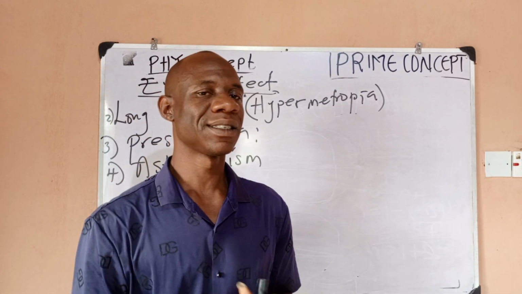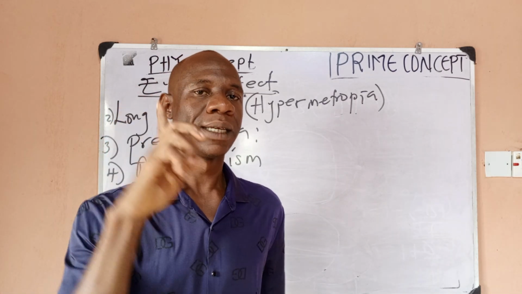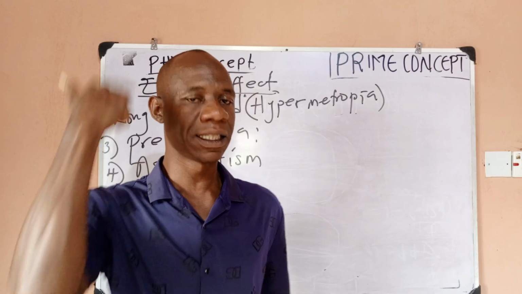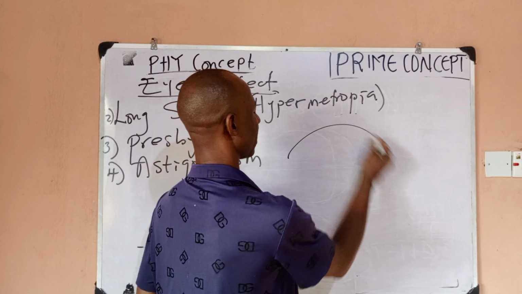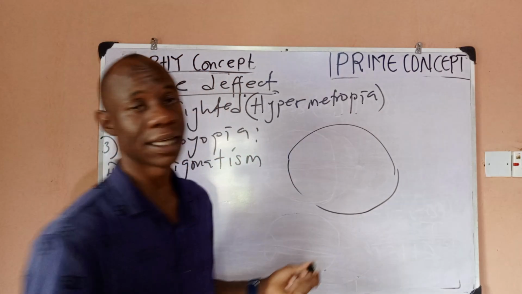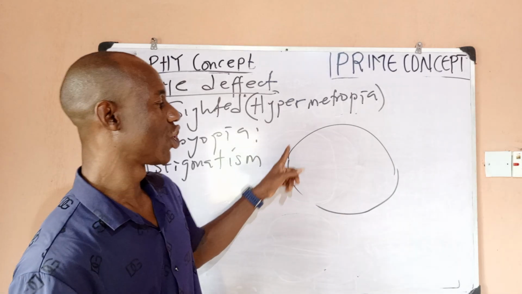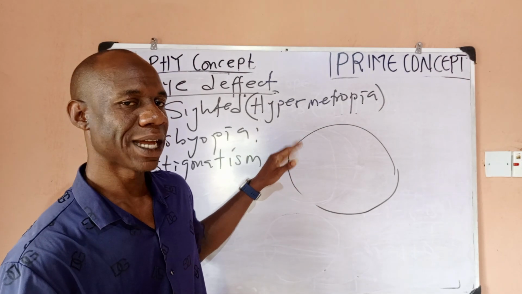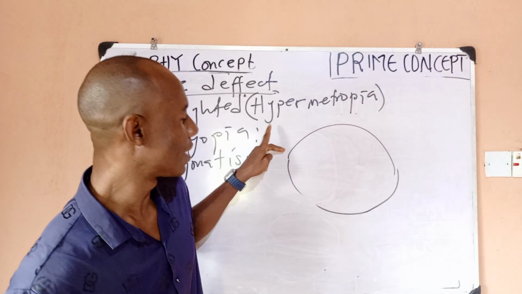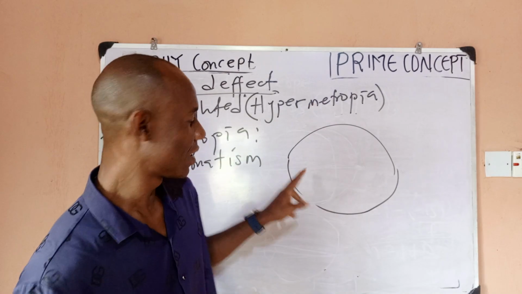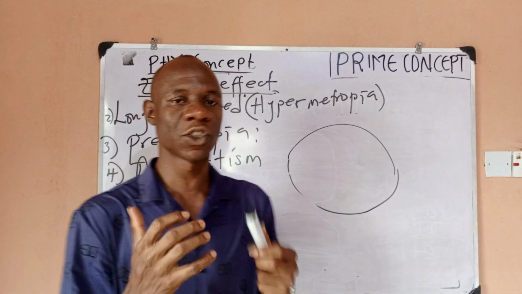So astigmatism is as a result of the cornea having different shapes at different points, because the cornea expands up to the back of your eyes. But the shape of the cornea is no longer symmetric. That is to say, the shape at this point is not the same shape at this point. It's not the same shape. So it has different shapes.